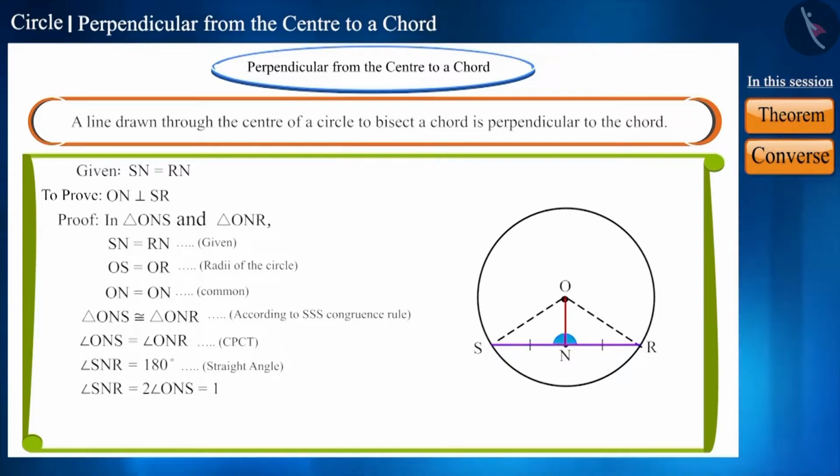And angle SNR is formed by joining both these angles, and both are also equal. Therefore, we can say that both these angles are right angles, that is, of 90 degrees. Therefore, the segment ON will be perpendicular to chord SR. This statement is true. In this way, we also proved the converse of this theorem, that a line drawn through the center of the circle to bisect a chord is perpendicular to the chord.